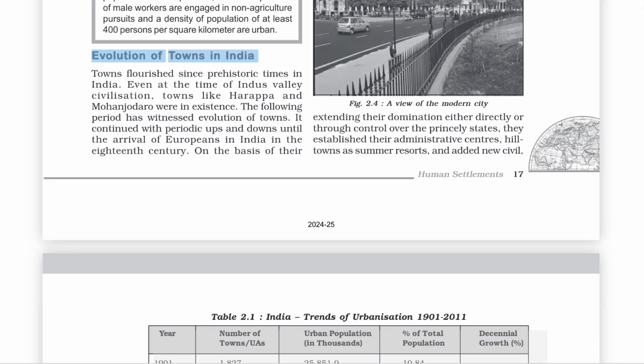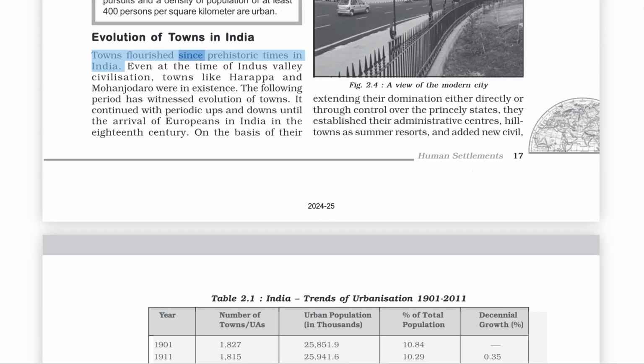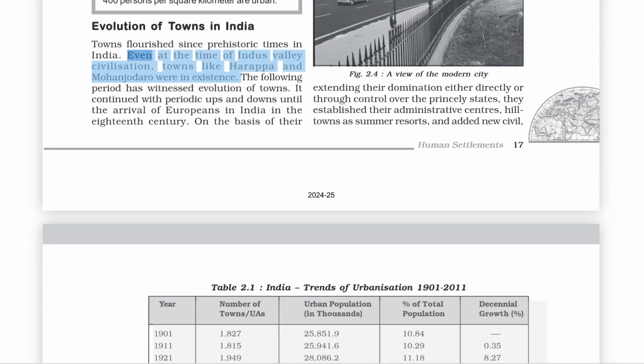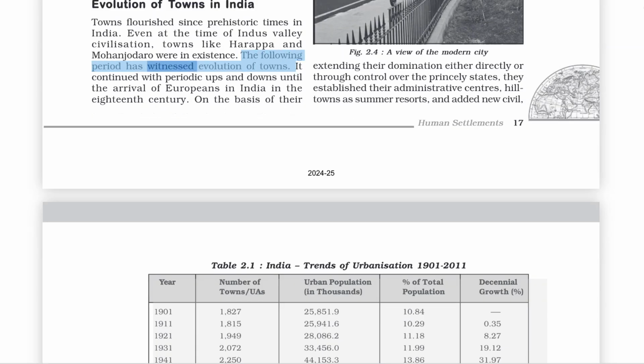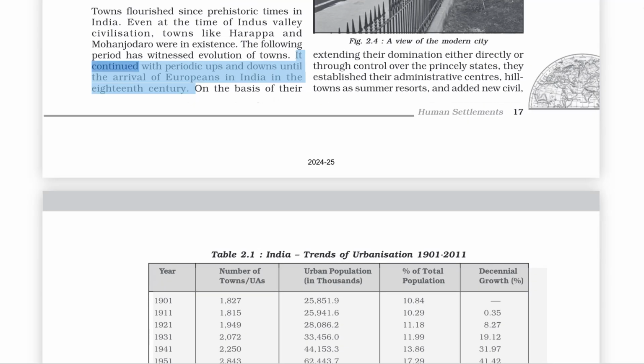Evolution of towns in India. Towns flourished since prehistoric times in India. Even at the time of Indus Valley Civilization, towns like Harappa and Mohenjo-daro were in existence. The following period has witnessed evolution of towns. It continued with periodic ups and downs until the arrival of Europeans in India in the 18th century.